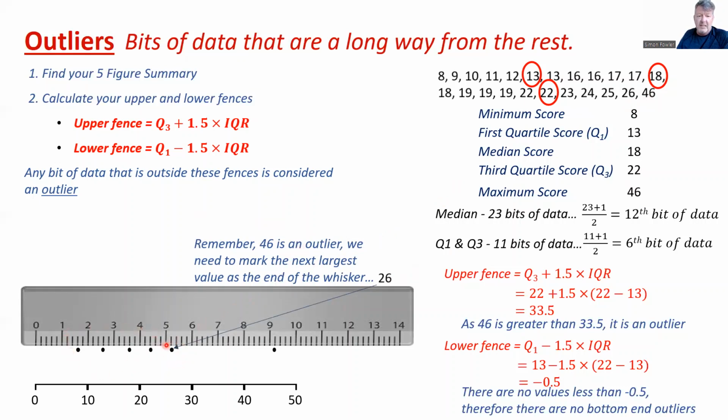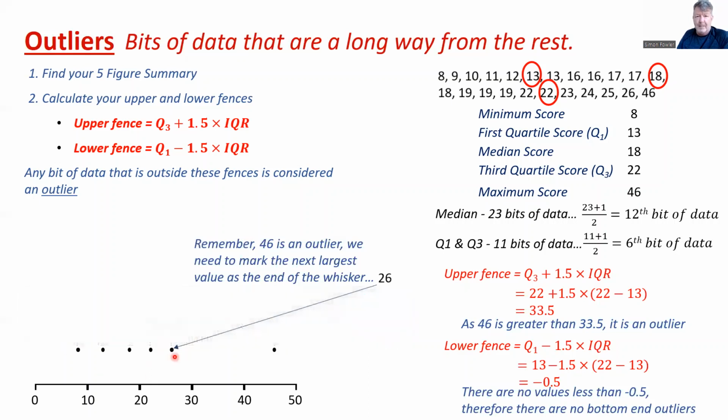So this bit in here becomes our box plot. Draw our middle box between this dot and this dot. That's our Q1 and Q3. Draw our median and our whiskers. And again, we have our box plot, this time with an outlier.